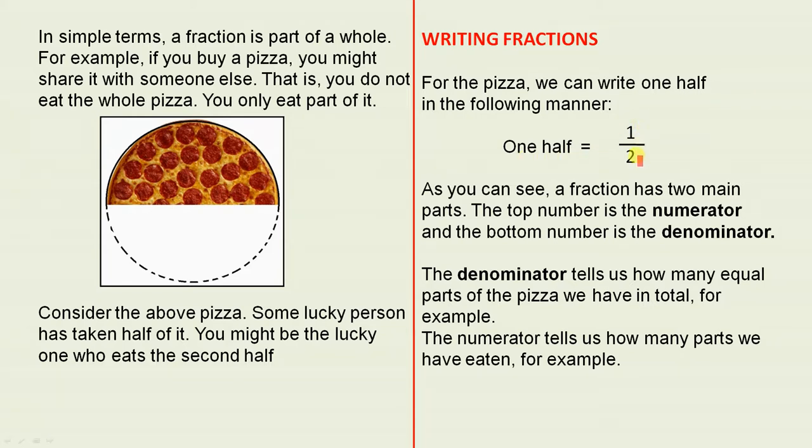1/2 equals 1/2. As you can see, the fraction has two main parts. The top number is the numerator, so the numerator is 1, and the bottom number is the denominator. The denominator is 2. The denominator tells us how many equal parts of the pizza we have in total, for example. The numerator tells us how many parts we have eaten, for example.